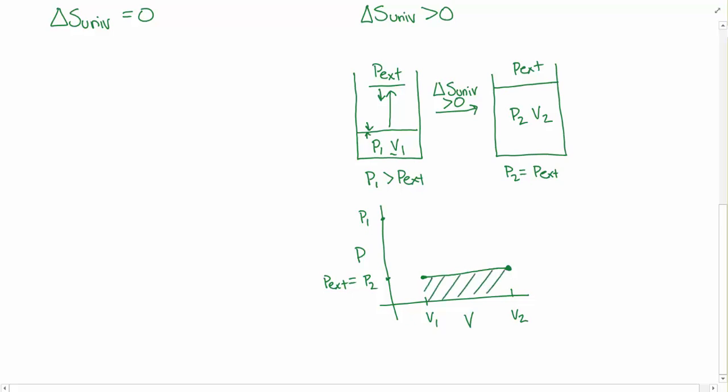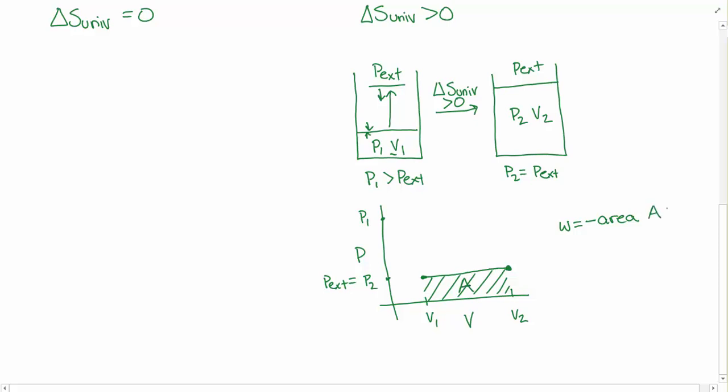The area under this curve represents the work. Since our system is expanding, that means it's losing energy, so the work is equal to the negative area under the PV curve. So we'll call this area A. So this is negative area A.